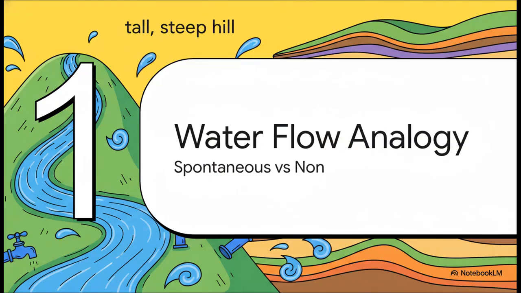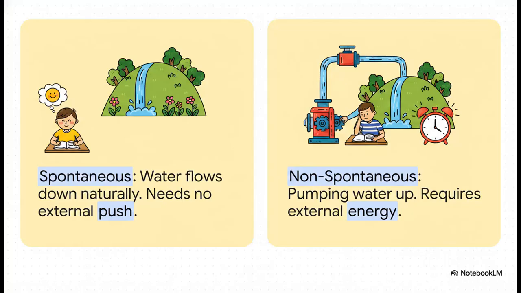Section 1. The water flow analogy. Okay, before we talk about electrons and chemicals, just close your eyes for a second and imagine a tall, steep hill. Spontaneous reactions are exactly like water naturally flowing down that hill. It needs absolutely no external push. It's like a self-motivated student who sits down to study without anyone nagging them.